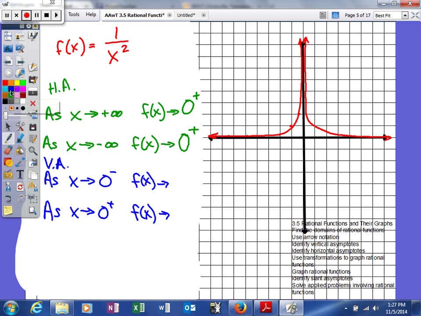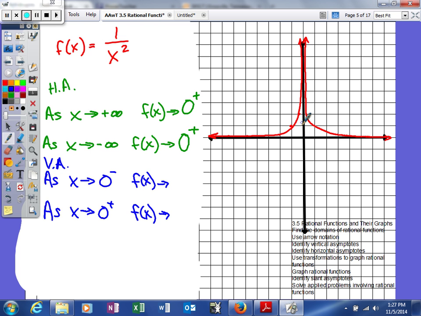Whereas here we're talking about vertical asymptotes, so our vertical asymptote would be right here, and we'll figure out how to find those in just a second. But what we're going to do is x approaches 0 from the negative side. So we want to approach 0, which is here. The x values are approaching 0 from the values that are less than that. So we want to approach from this side right here.